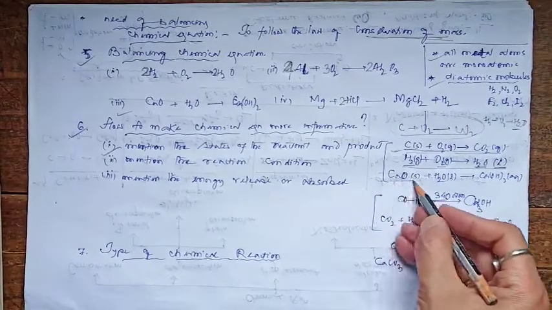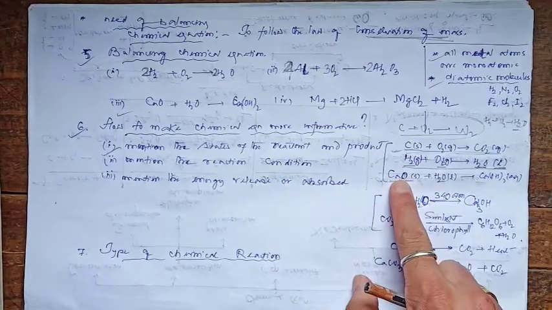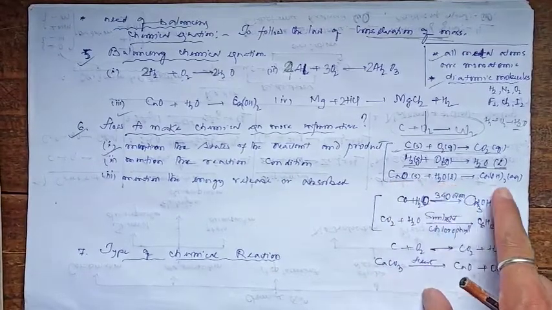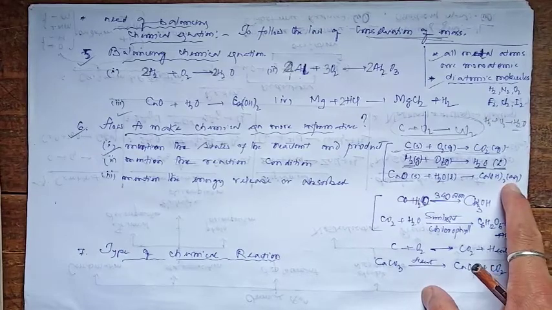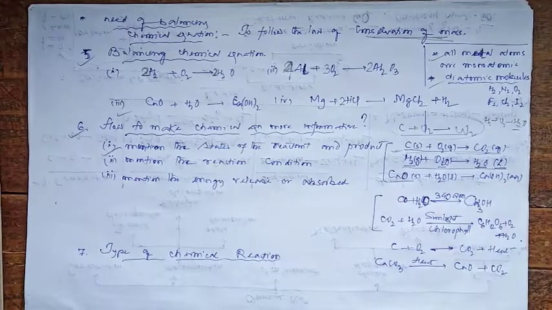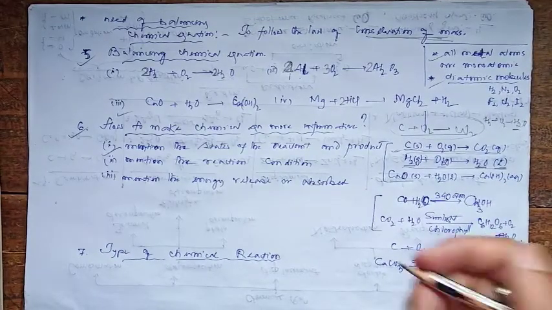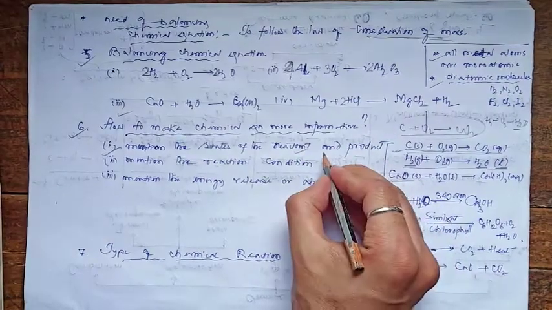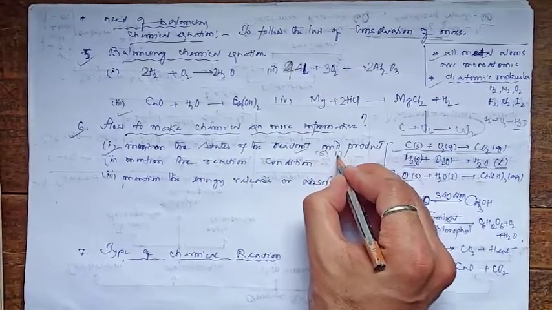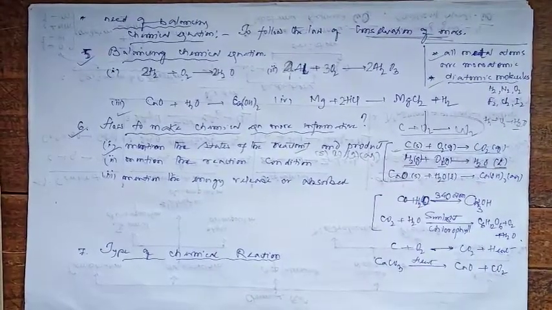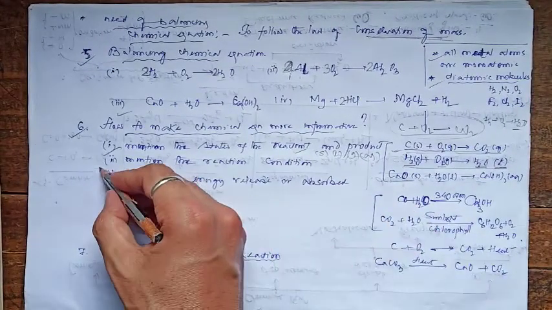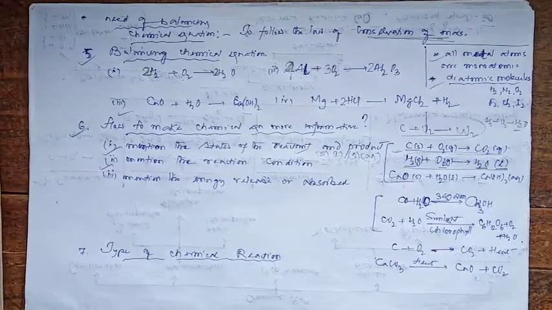We have a third reaction. Calcium oxide solid, water liquid, and calcium hydroxide AQ. Now this AQ stands for aqueous. So that's how we can make the chemical equation more informative by mentioning the state of the reactant and the product. S for solid, L for liquid, G for gas, and AQ for aqueous.